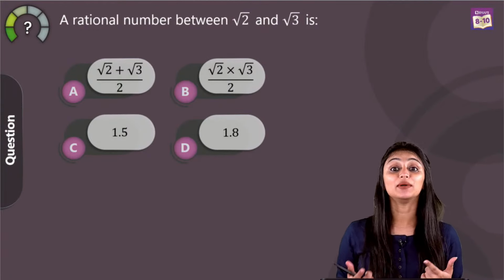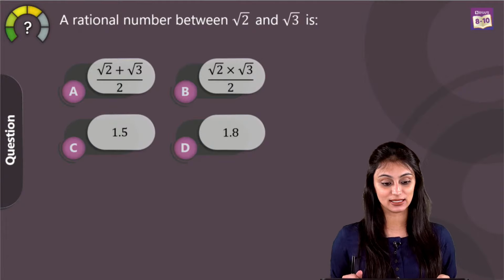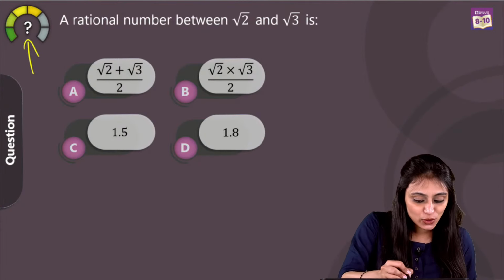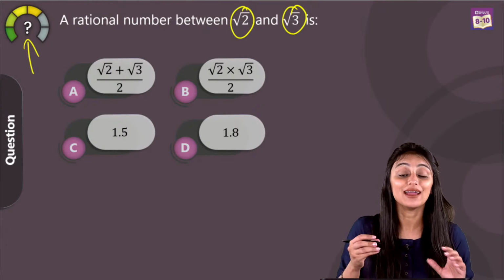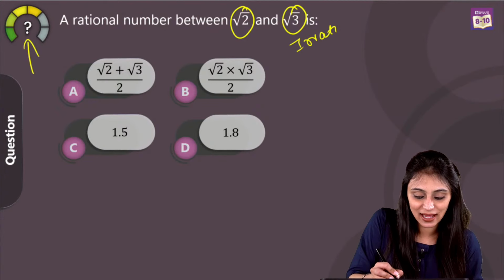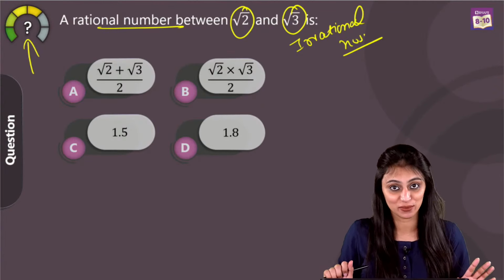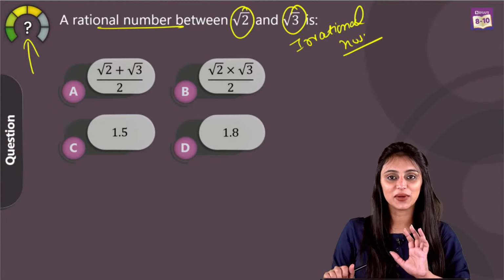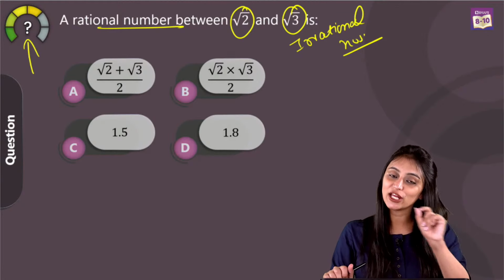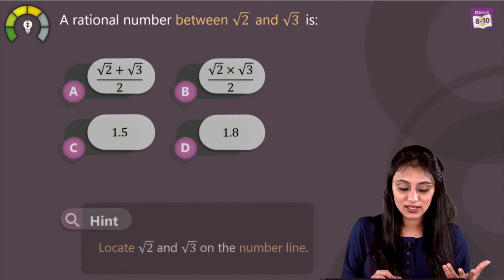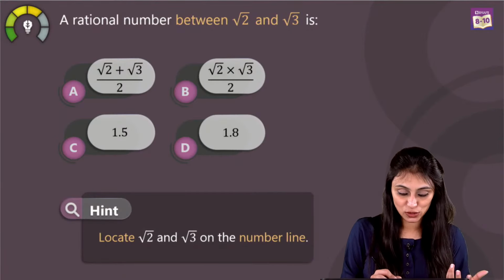A rational number between root 2 and root 3 is, okay. If you carefully notice, this is a moderate one. Root 2 and root 3 are what? These are irrational numbers, and we are looking for a rational number between two irrational numbers, correct? Now I'll be discussing each of these options with you. For some cases, we will be using the number line also.